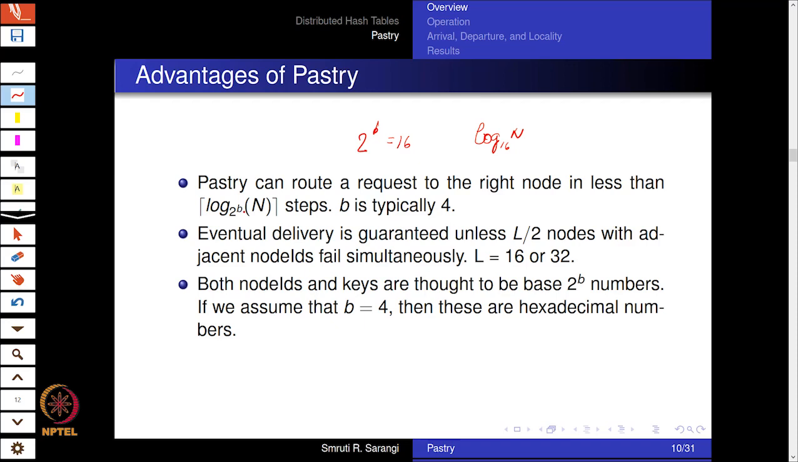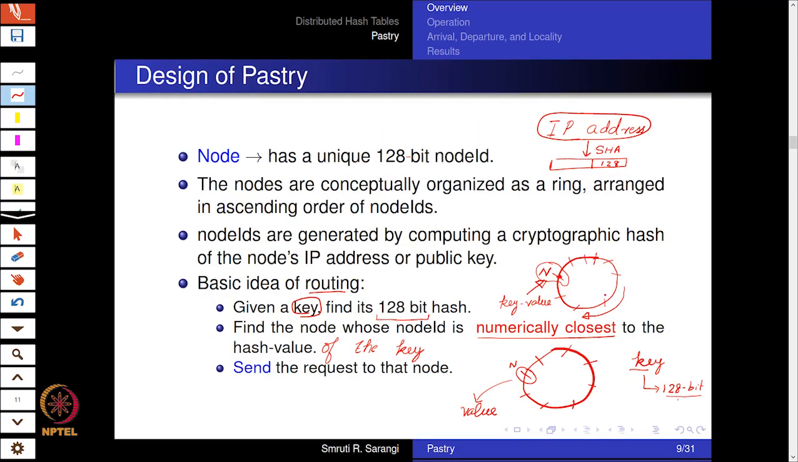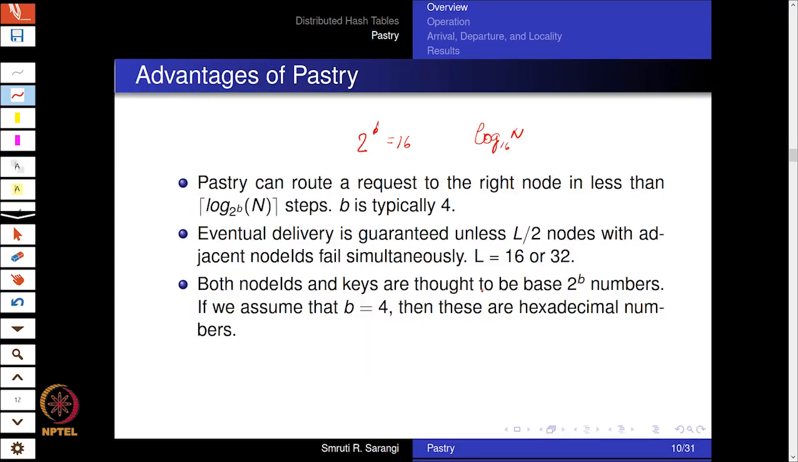We will discuss in detail what a step is, but let's say a step is sending one message. So with less than log n to the base 16 messages, we can find the correct node and send a message to it. And what will that message be? Look, this is the key, what is the value? Instead of 16, it can be 8, it can be 32, but 16 is most commonly used. Because it's a power of 2, that's the reason I have written 2 raised to the power b. If b is typically 4, 2 raised to the power b will be 16.